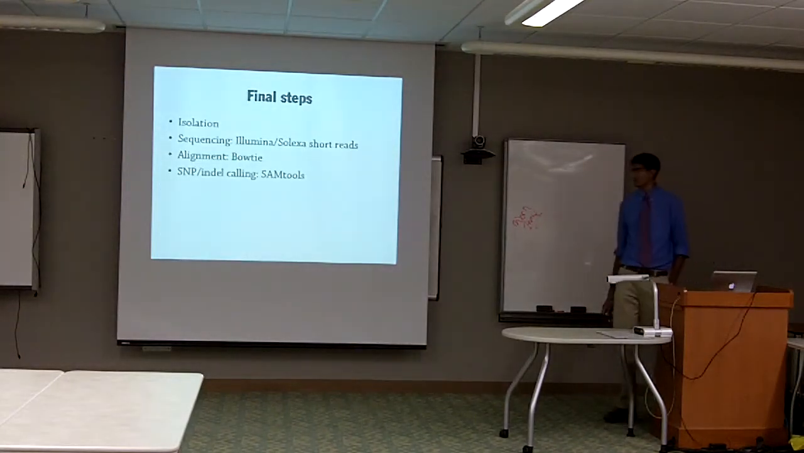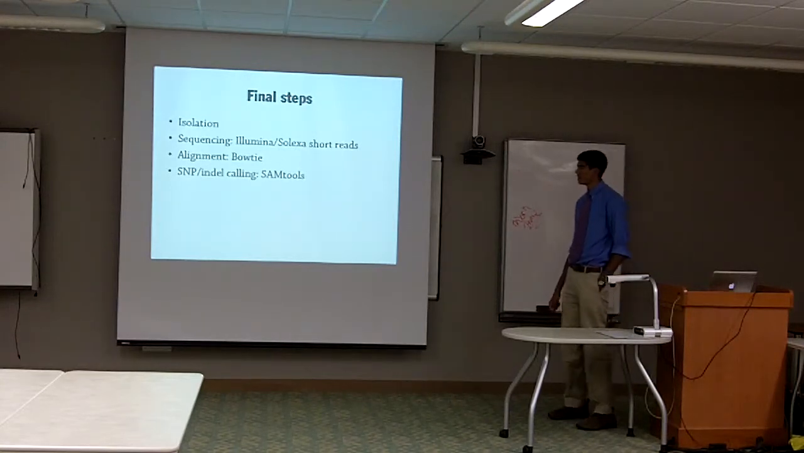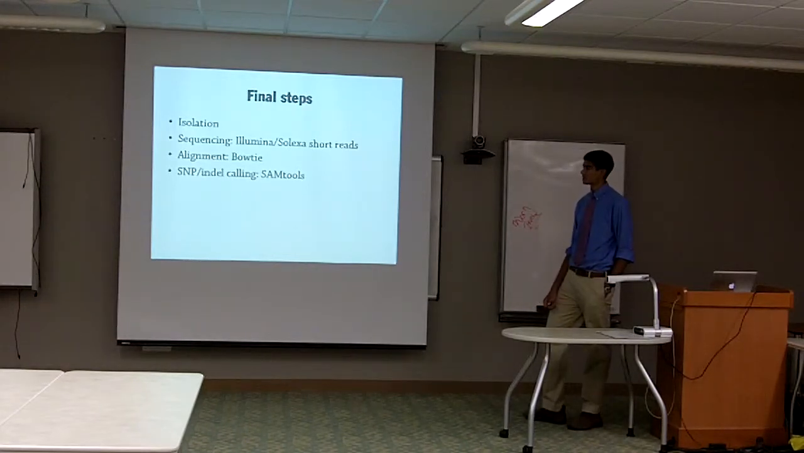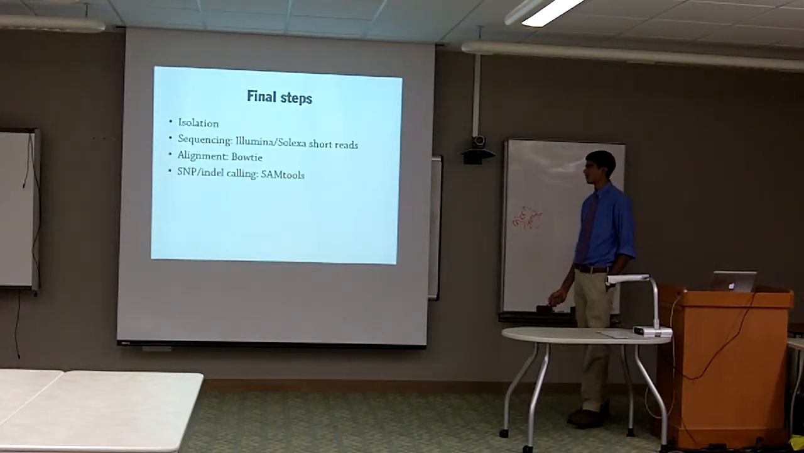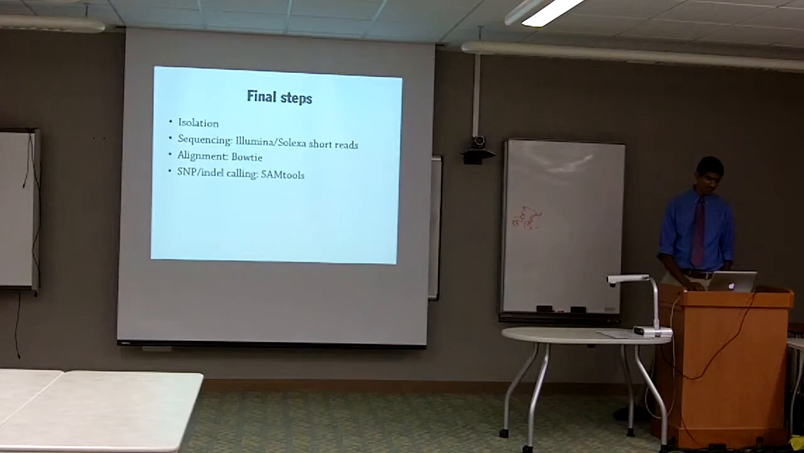So the final step of the project: I isolate the DNA from those two groups, and I sequence it with Illumina short reads, paired-end reads. I align it with Bowtie to the reference genome, and then I can call or locate small SNPs or indels, so basically the mutations, using a program called SAMtools. As for where I am right now, I'm currently isolating the DNA from those two groups. Obviously, today is the last day of the program, so we're going to sequence it, and then I'll be able to do the rest of the steps once I go back. So that's in the future.